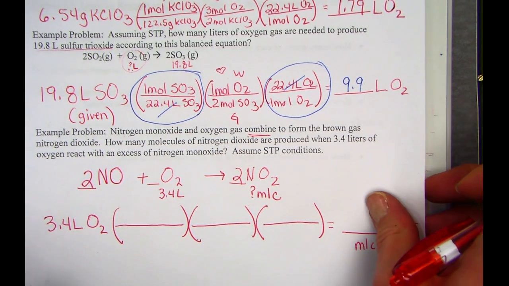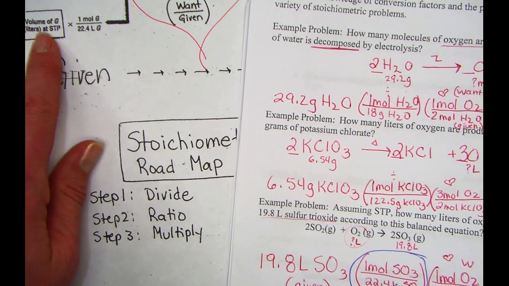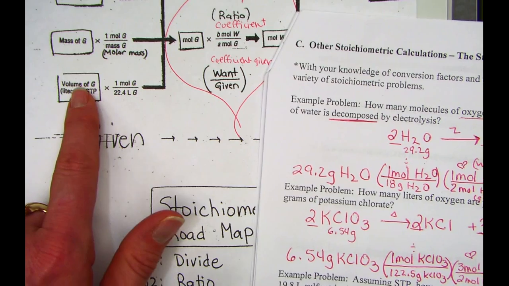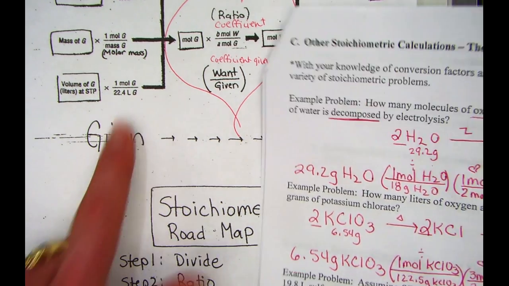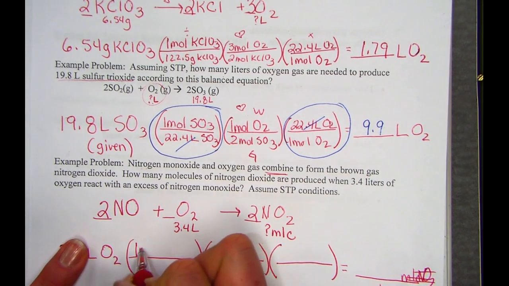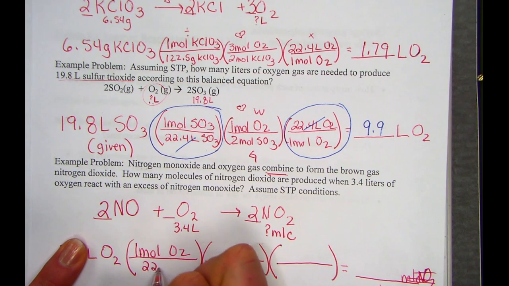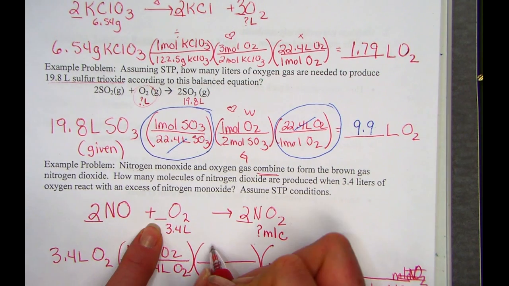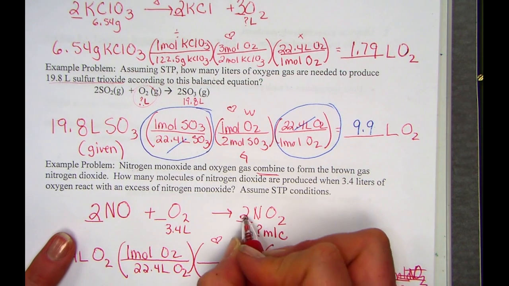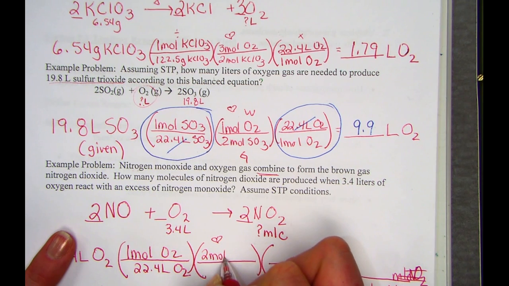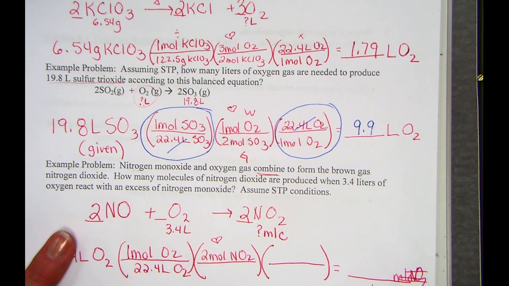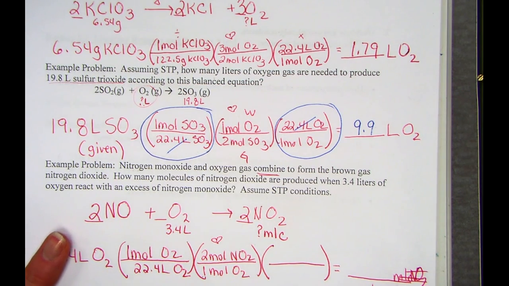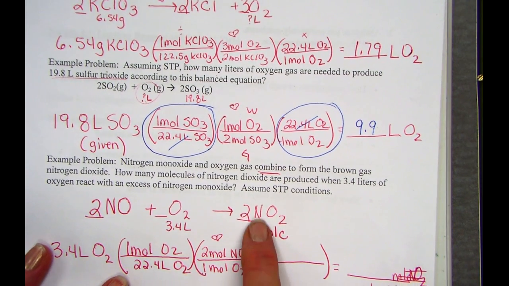Step 1, we're at the volume. Given a volume, I need to bring it to the mole. I'm tripping over the molar volume conversion. Given a liter, use the molar volume of 22.4. We know that 1 mole of oxygen would be 22.4 liters big. We want over given, the heart of our problem. We want to know nitrogen dioxide. Its coefficient is a 2. Starting with moles of oxygen, its coefficient is a 1. The stoichiometric ratio of 2/1.